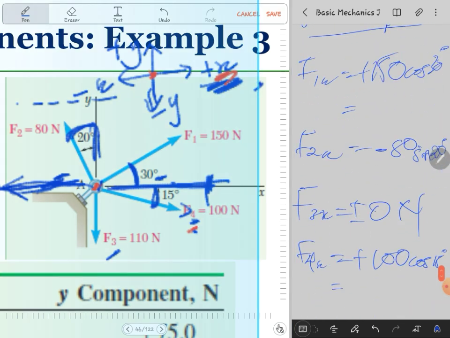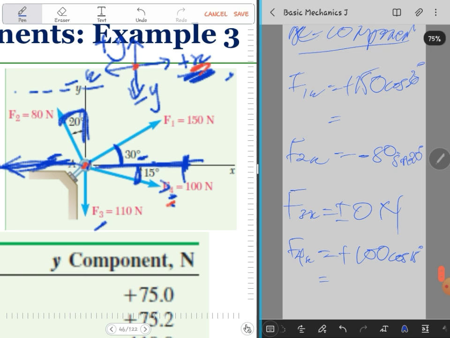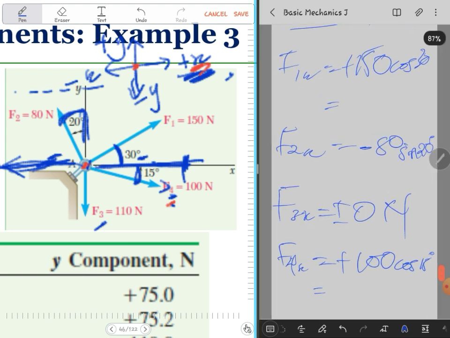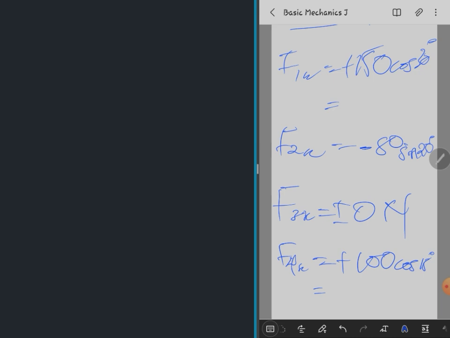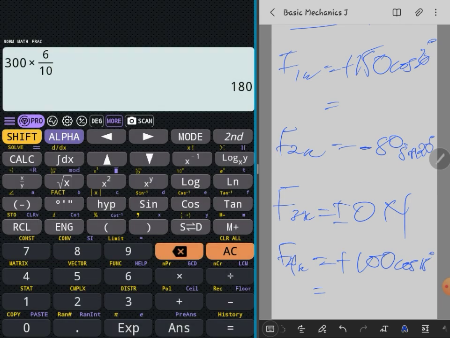So let's see. Let's try and do the computations and see what we are getting. Direction is very important, and then getting to know whether to use sine or cos. It can be confusing, but if you are good with that already, I think it's fine.